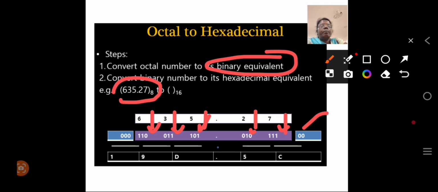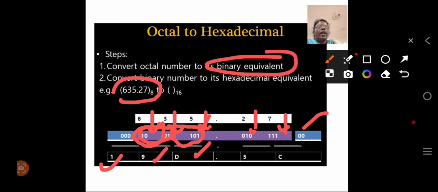From the binary point, in the integer part, go from the LSB to the MSB direction. So the first 4-bit group is 1101. This is the first group in the integer part, and the next one is 1101. So 1101 is D, and the next one is 1001, which is equal to 9, and then 1 is left out here. 3 more zeros we have to add, so 0001, which gives 1 in the integer part.